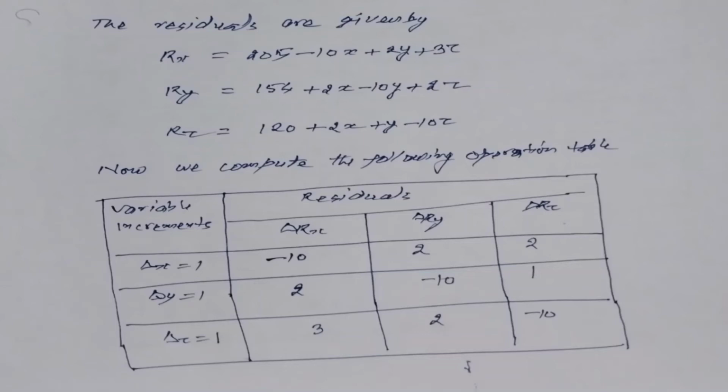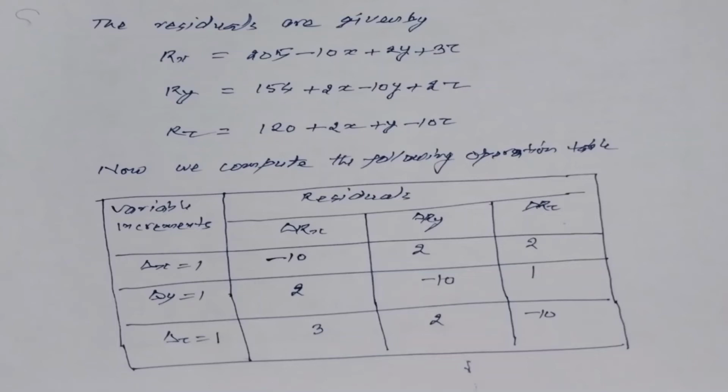We now compute the following operation table, meaning coefficients of x, y, and z. First column increments, and second, third, fourth columns are residuals. Second column delta Rx, third column delta Ry, fourth column delta Rz. When delta x equal to 1, delta Rx minus 10, delta Ry plus 2, delta Rz 2.